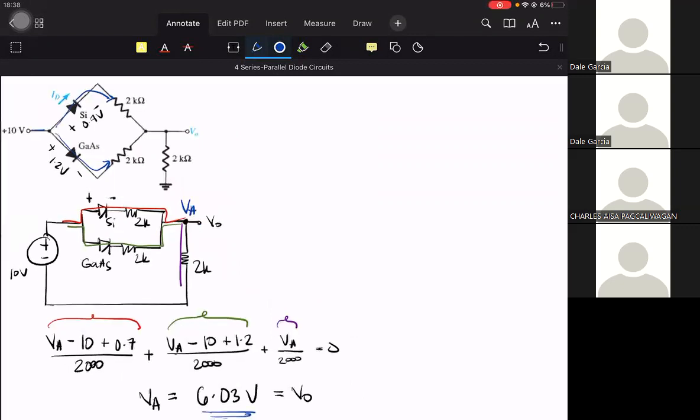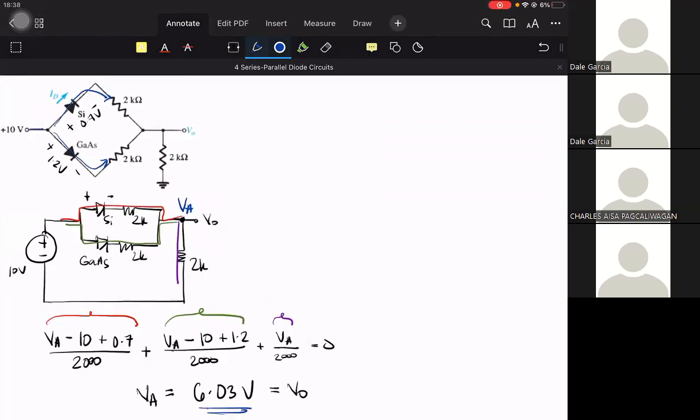Wala gyapon din solution. Complex lang siya tan-awon. Pero wala na siyang answer. Kung gusto nato makuha ang current sa individual branches, okay, pwede nato ni-solve individually. No? For example, current sa silicon. Wala siyang expression sa current.